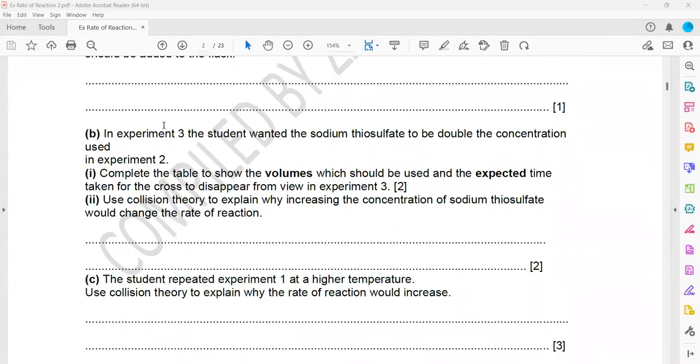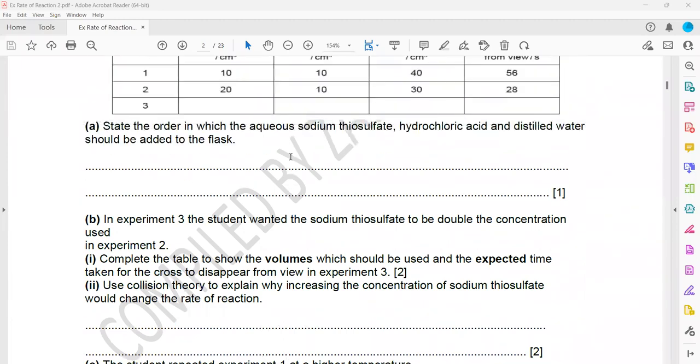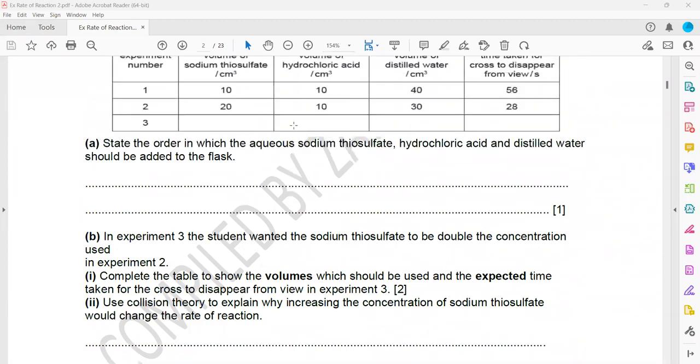The next part, in experiment 3, the student wanted the thiosulfate to be double concentration. Like he wants a double amount compared to experiment 2. So if in experiment 2 it was 20, I want a double amount. How much, or what should be the volume of thiosulfate? You can use your mic or a chat to state the answer. How much thiosulfate should be added? Yeah, that's right. We need 40.